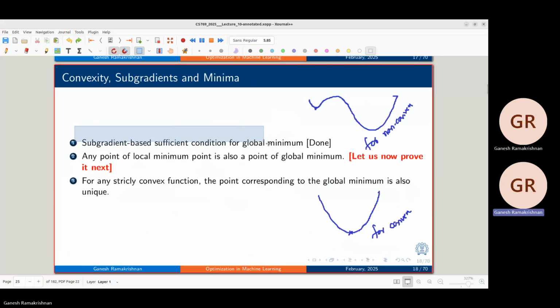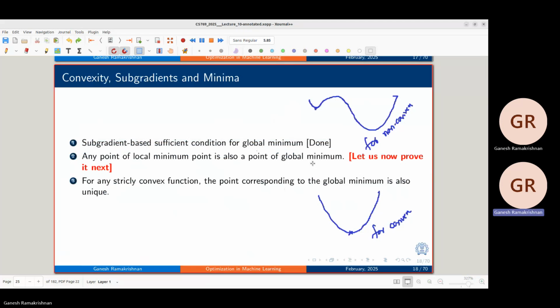I did this: subgradient based sufficient condition test for global minimum. I hope it's clear. For a convex function, it is of course going to be a condition for global minimum. If it's not convex, then the subgradient itself may not exist everywhere, so we can't even talk about the sufficiency condition. Now let's look at the second, which is that any point of local minimum is also a point of global minimum.